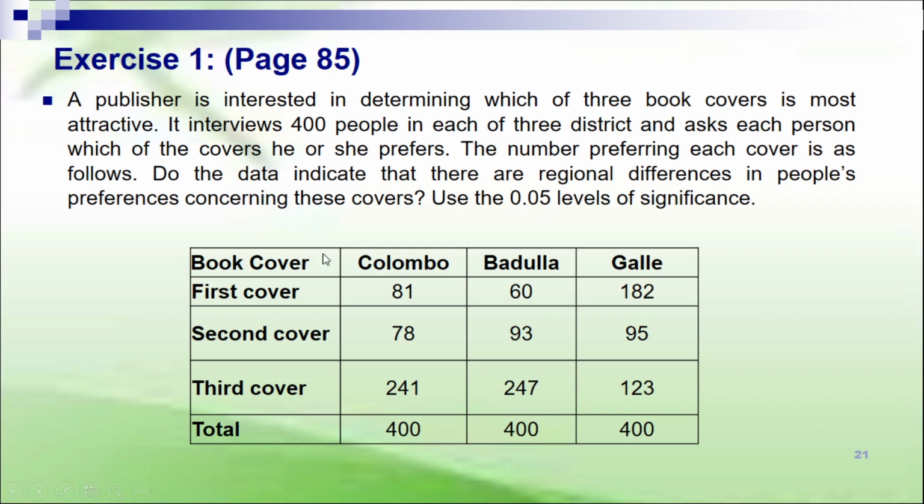Let's see what the two variables are. One variable is region. Three regions are concerned here: Colombo, Badulla and Galle. The other one is preference: first cover, second cover and third cover. Preference of the book cover and the region. Here we are asked whether preference depends on or is independent from the region. We need to check whether these two variables are related or not.